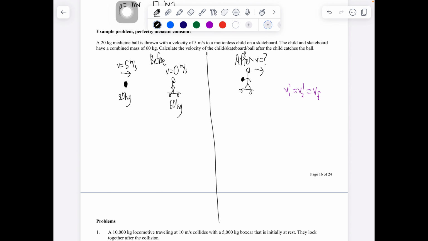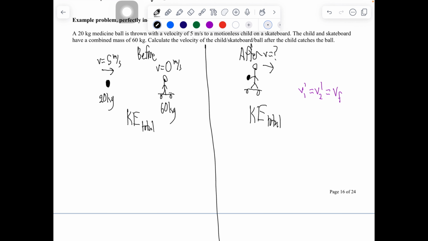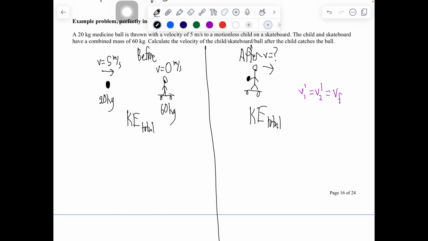Well, figure out your kinetic energy before. Figure out your kinetic energy after. Again, this is your total kinetic energy. We don't know if they're equal or not. This is what we're investigating to see. The total kinetic energy is the kinetic energy of each object. Do it just like we did momentum.